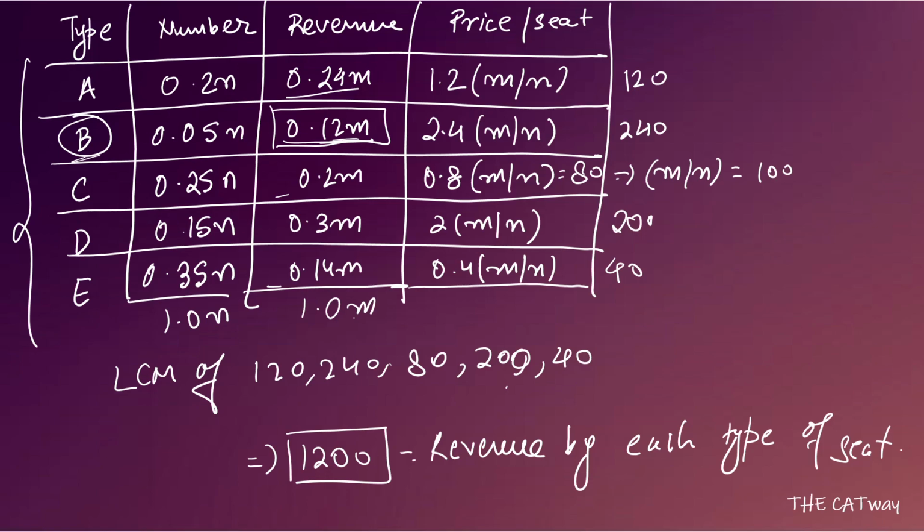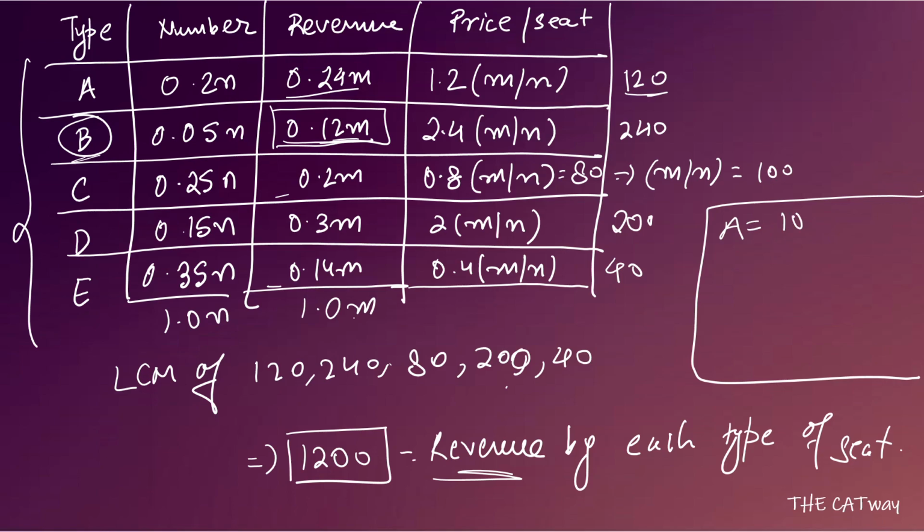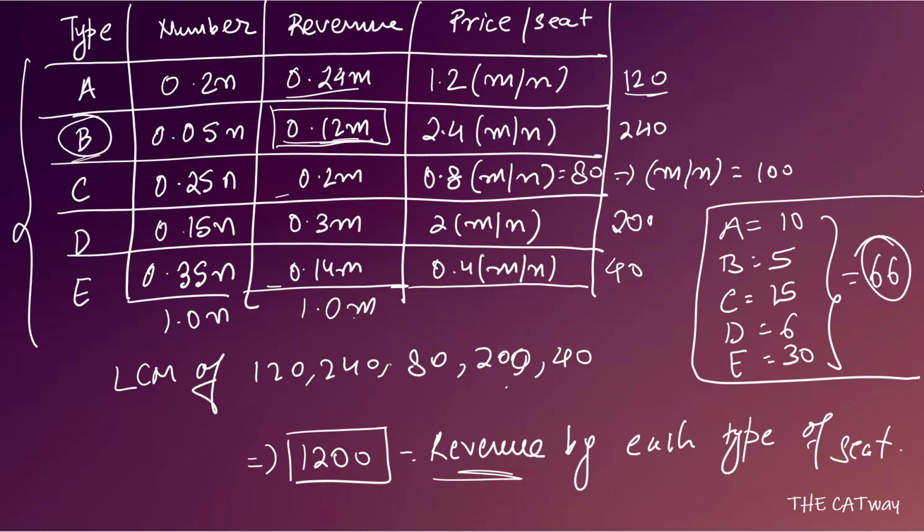Now you have the revenue and the price per seat, so you can calculate the number of seats. For A, 1200 rupees were earned by selling seats at 120 rupees each, so the number of seats was 10. For B, 1200 rupees at 240 rupees each means 5 seats were sold. For type C, it will be 15. For type D, it would be 6. And for type E, it would be 30. So add them all and what you get is 66. So 66 will be your answer for the second question.